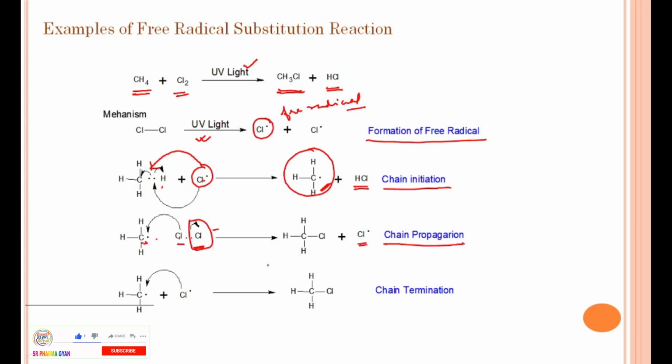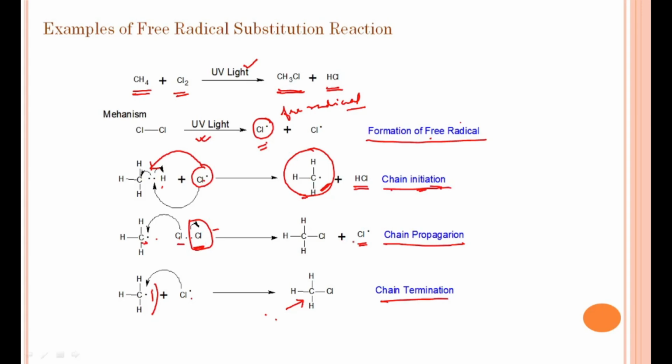Now this chlorine radical can also attack the methyl free radical to form another chloromethane. So this is the chain termination step. Now here we can see the chain formation step, that means formation of free radical, generating the free radical. Chain initiation means this free radical is initiating the reaction. So it is forming a methyl free radical, that's why it is a chain initiation step.